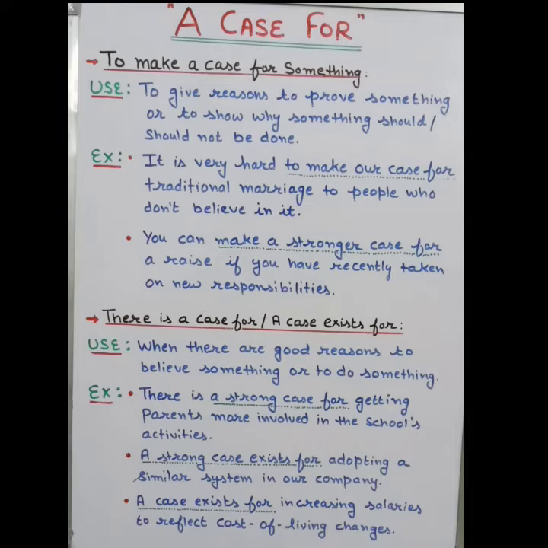The second one is "there is a case for" or "a case exists for." This phrase is used when there are good reasons to believe something or to do something. Example: there is a strong case for getting parents more involved in the school's activities. Another example is: a strong case exists for adopting a similar system in our company. The next example is: a case exists for increasing salaries to reflect cost of living changes.